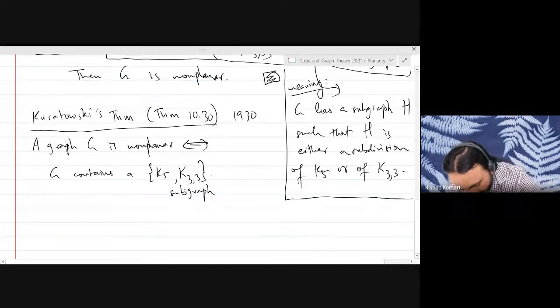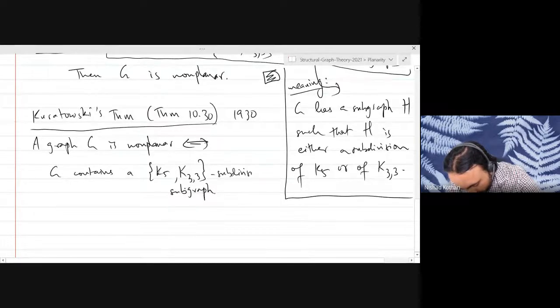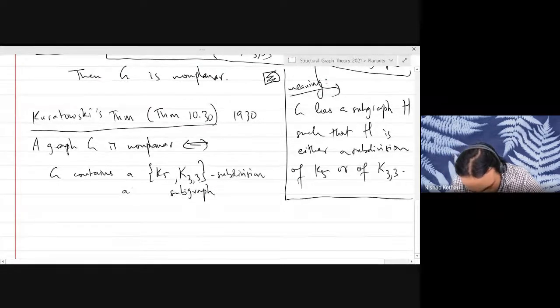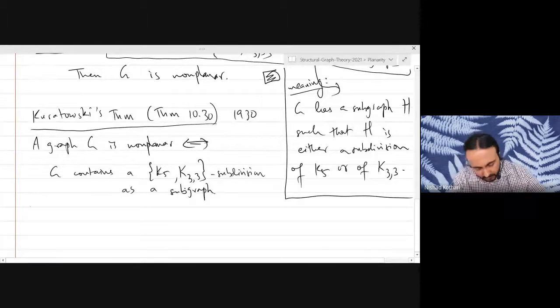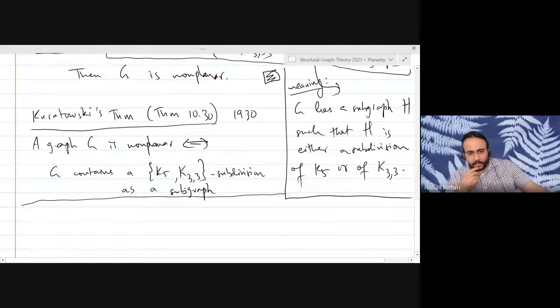I meant to write subdivision here. Okay, so whenever a graph is non-planar, there has to exist a subgraph in your graph. That subgraph is either a subdivision of K5 or a subdivision of K33. Okay? Any questions or concerns? Let's look at one example.